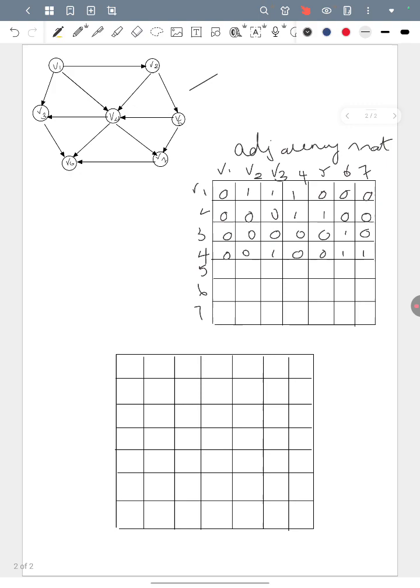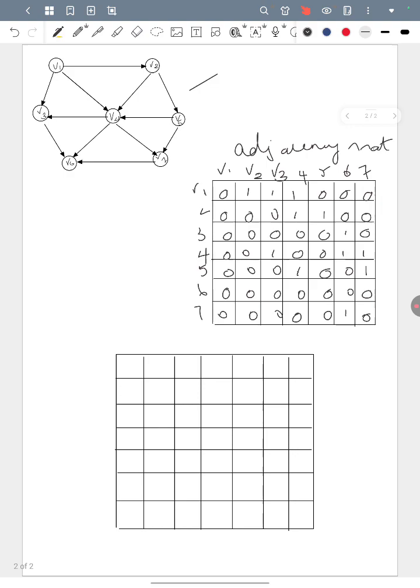From V5 we have paths to V4 and V7. Remaining all we have to mark as 0. And from V6 there is no outgoing path, so we are marking it as no outgoing. Okay. From V7 we have a path only towards V6. Now we have completed finding the adjacency matrix.